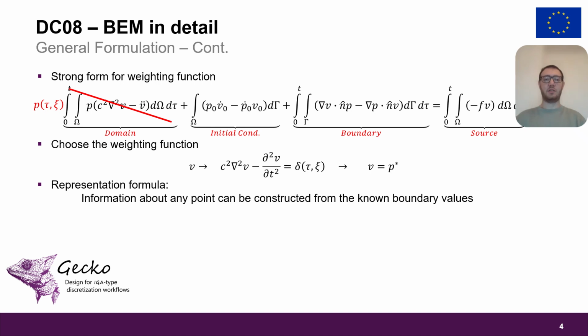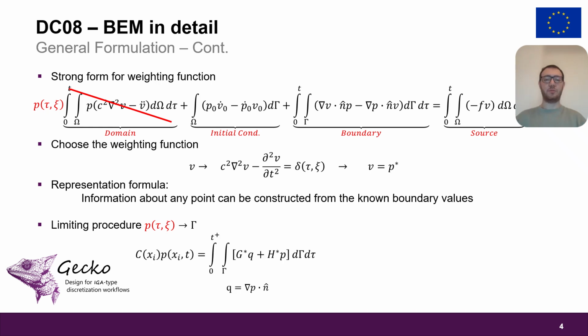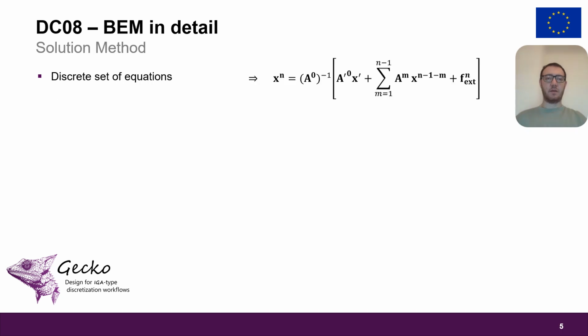But in this form, it does not actually help us solve the unknown boundary values. For that, we need to apply a limiting procedure to our pressure to go onto the boundary, so that we can start to solve for boundary unknowns using the known boundary values. And this equation looks like this.